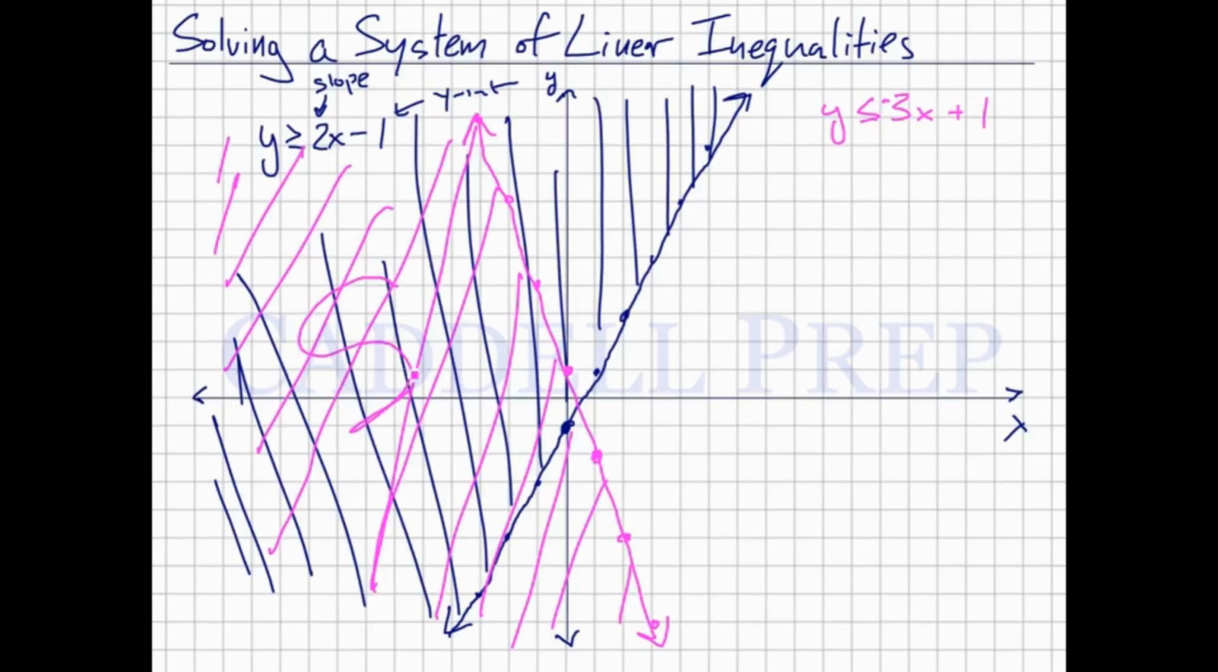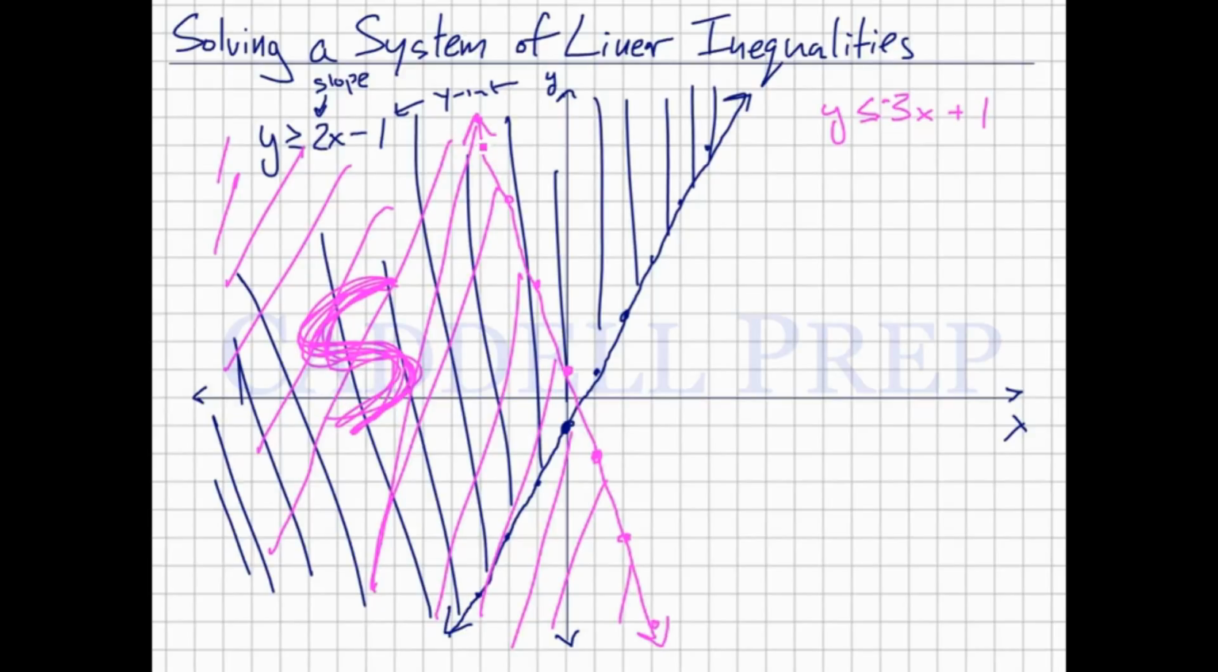So we can put a big S here. This is our solution. Any coordinate or any point in this area would work in this inequality and would also work in this inequality. Notice that this area is a solution to this inequality, but not to this one. So it wouldn't be in the solution set. And likewise here, this area is a solution to this inequality, but not to this one. So this area is the solution to the entire system.